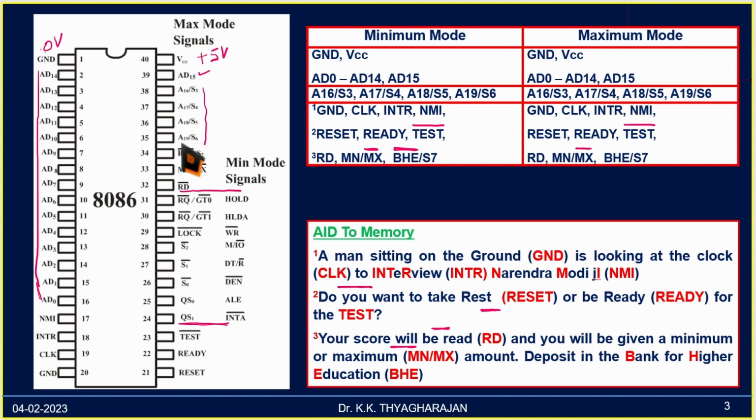But these higher 4 lines are multiplexed with status lines. So at the beginning of the machine cycle, the address will be sent, and at the later stage of the machine cycle, the status signals will be sent. The status signal S6 is always low, and the status signal S5 indicates the status of the interrupt flag, and the status signals S4 and S3 will indicate which segment is being used.